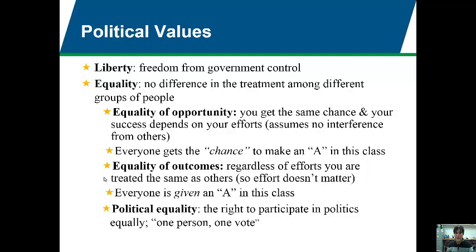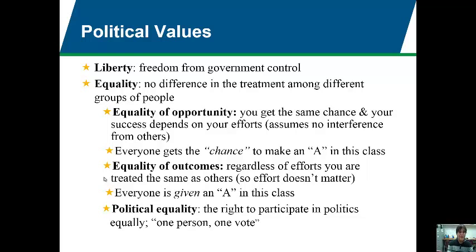Equality of opportunity is the very first one, and I can guarantee there'll be a question about the different types of equality on your test. So, equality of opportunity is one that we really do like here in America, and it's just the fact that you get the same chance and your success depends on your efforts. It assumes no interference from others. The harder you work, the better off you'll be, and you all started at the same starting point.